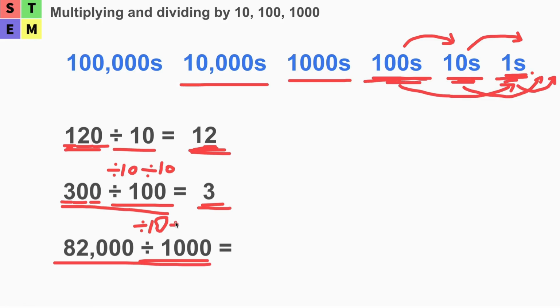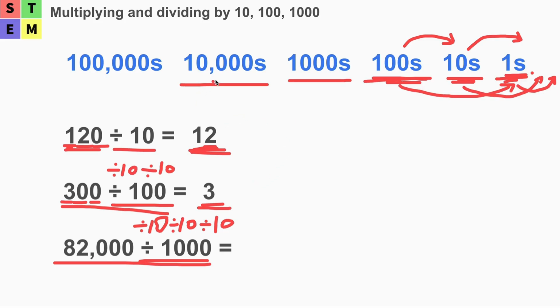Oops, not very pretty 0. So divide by 10 again. And divide by 10 again. Okay, so that means we're going to what? Shift 3 places to the right, right?